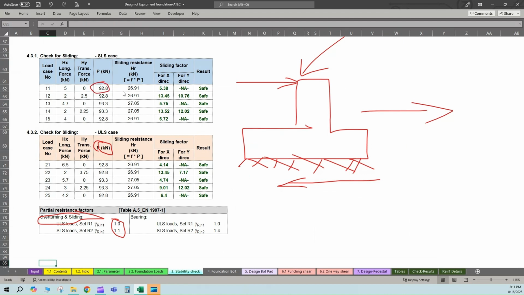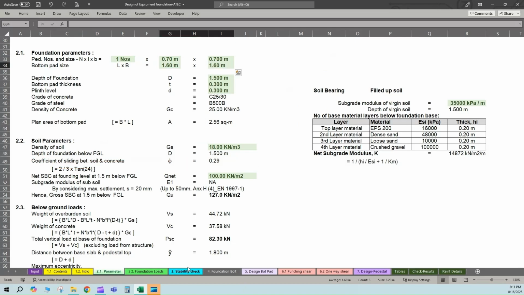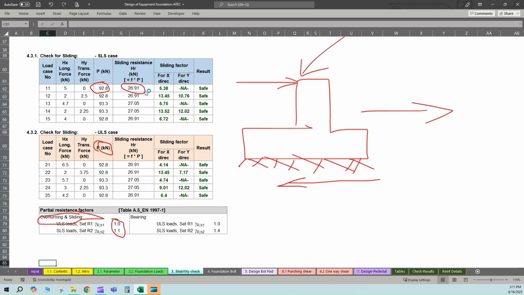We add these up, and for this case it comes to 92.8. We multiply this by 0.29, which we have seen here. Applying this, it comes to 26.92. Then we divide this 26.92 by the actual forces. For the y direction, as it is 0, this factor is not applicable, there is no sliding effect for this load case number 11.